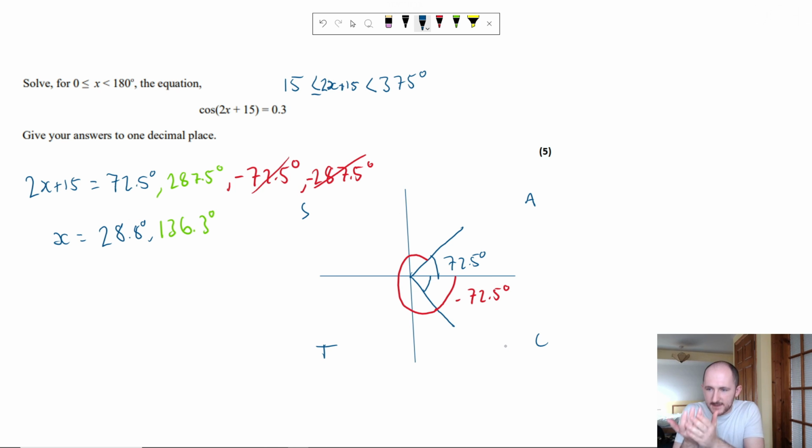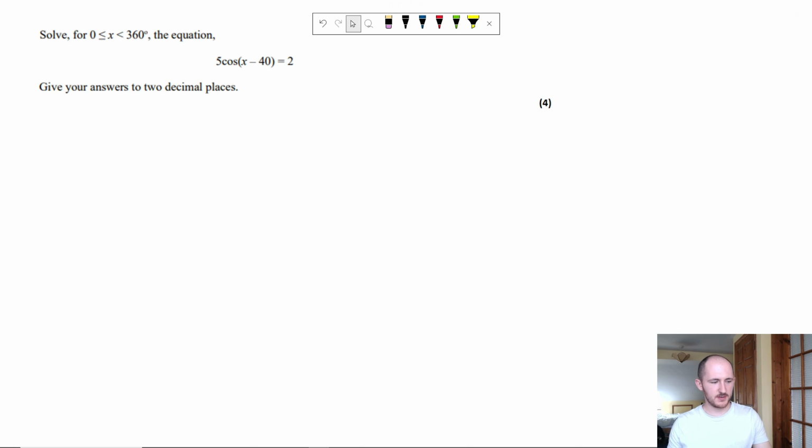You know, it's not that bad. It's a very useful tool. Okay, so for this question there is another slightly new thing. However, you're actually going to figure out that it's not anything bad. So we have this: solve between 0 and 360, 5 cos(x minus 40) equals 2.